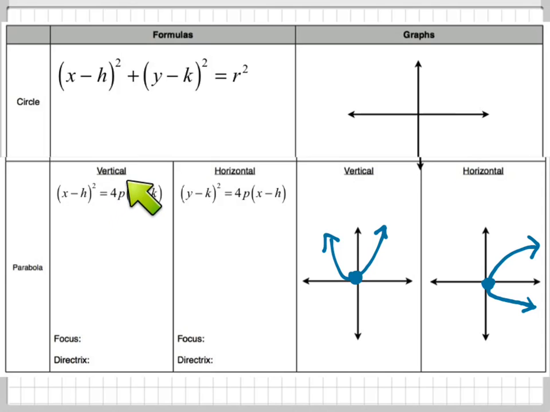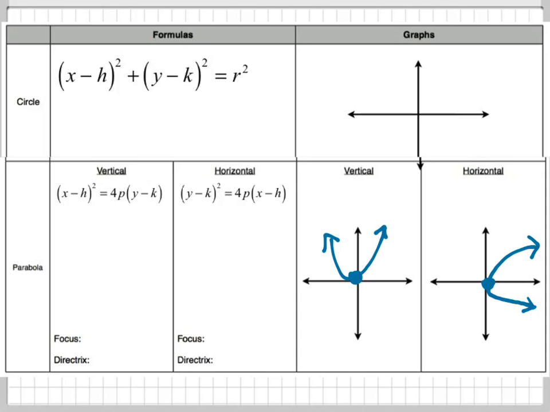Notice that the vertical one has the x squared, and the horizontal has the y squared. Whichever one is being squared will tell you which way it goes. Now I like the 4p way better. This one's vertical, right? And the y-axis is vertical. So whichever one has the 4p, that tells you if it's vertical or horizontal. See over here, the 4p is with the x. That's how I know it's the horizontal one, because x's are horizontal.